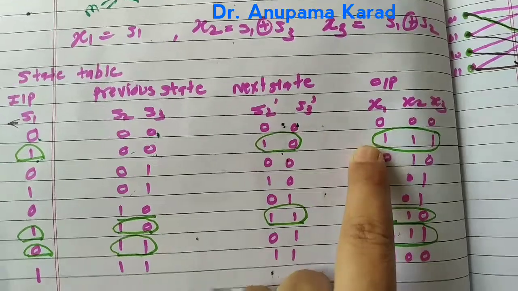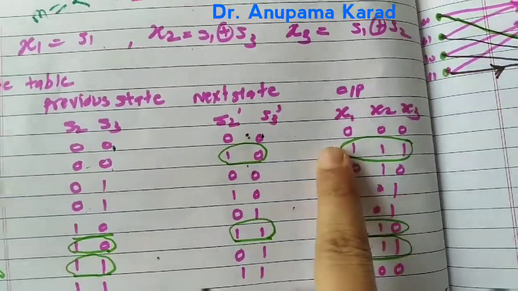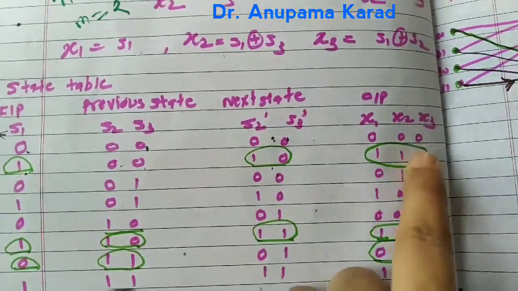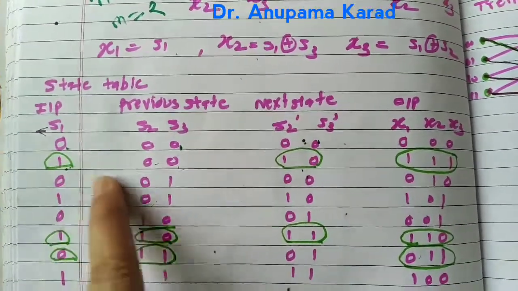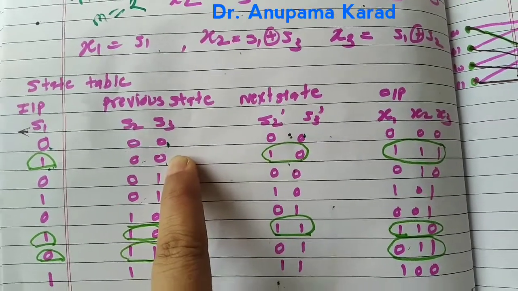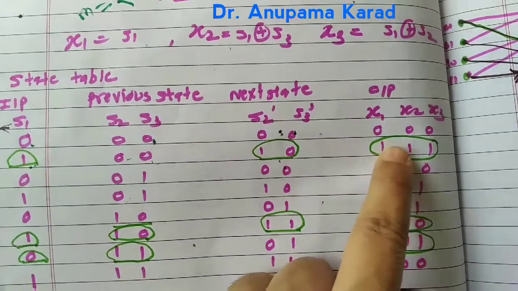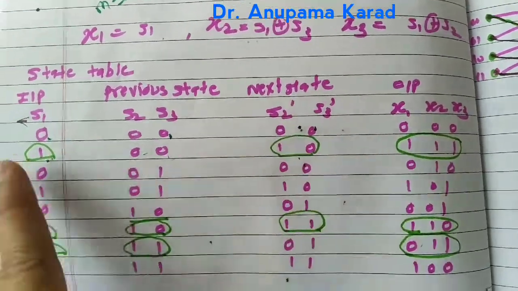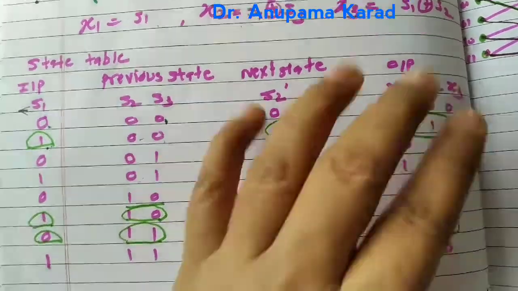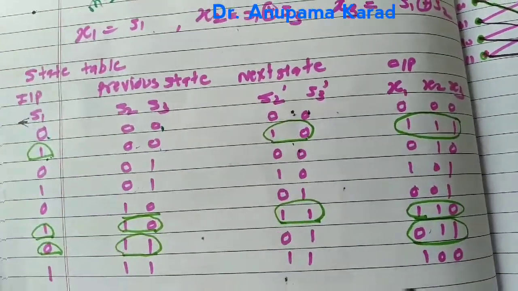So let us take one row to understand how we have calculated x1 x2 x3. x1 is s1, this one. x2 is s1 XOR s3, 1 plus 0, I am saying plus for XOR. So 1 XOR or 1 plus 0 is 1. x3 is s1 s2 XOR. So 1 XOR 0 is 1. So this table is formed. After forming this table, it is very easy.